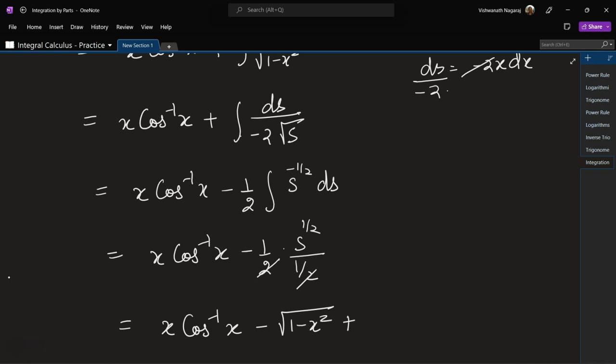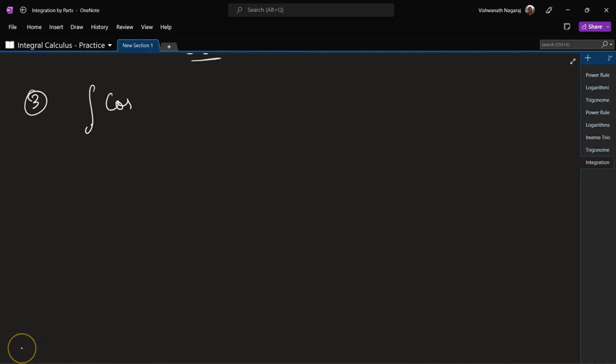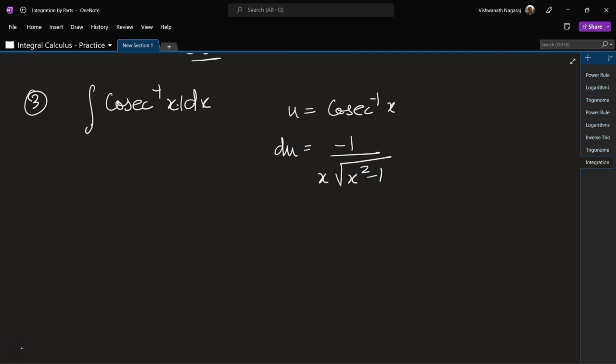which is 1 minus x square, plus c. Next, integral of cosec inverse of x dx, right? So now again times 1 dx. So u is equal to cosec inverse of x, du would be minus 1 by x times square root of x square minus 1 dx, and dv is equal to 1 dx. So if we integrate it, we get v is equal to x.